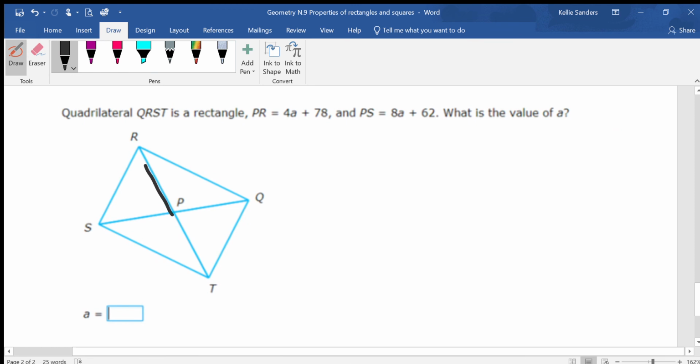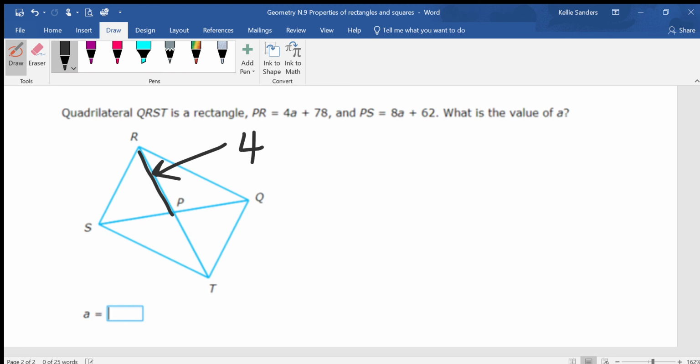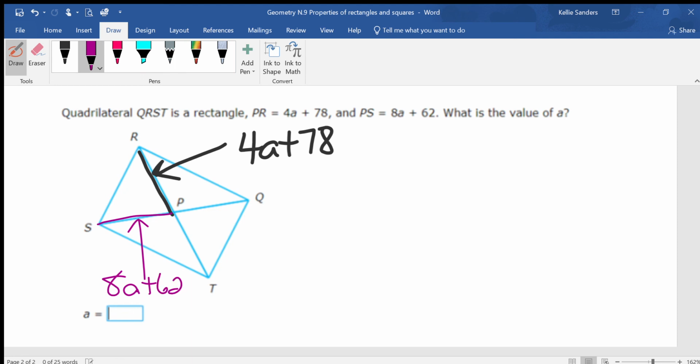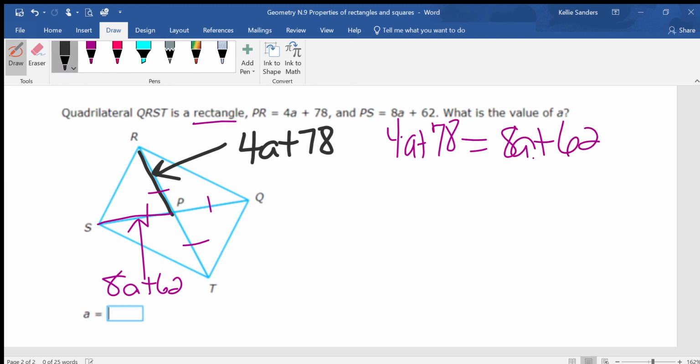PR right here is 4A plus 78. PS is 8A plus 62. What is the value of A? Since it's a rectangle, everything is the same, even if they're bisected. So 4A plus 78 equals 8A plus 62.